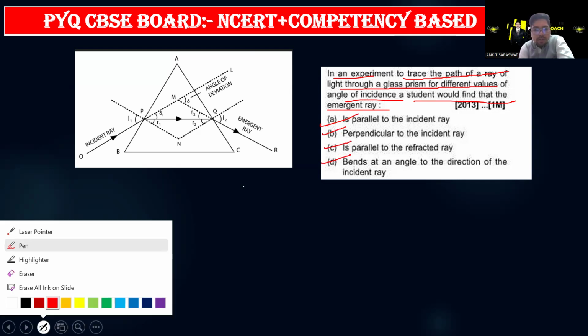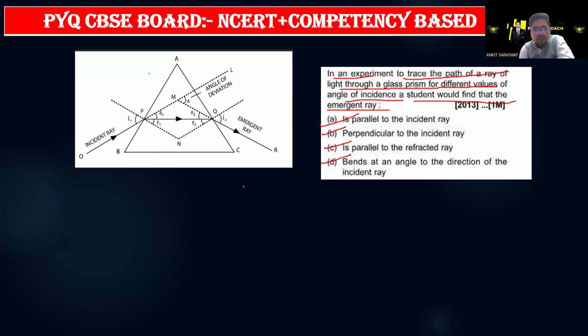Okay. Now look at this diagram. You can see we have a prism, and this is the incident ray. This is the normal. Okay, we have drawn a normal. So the angle made by the incident ray with the normal is known as the angle of incidence. This is the angle of incidence.